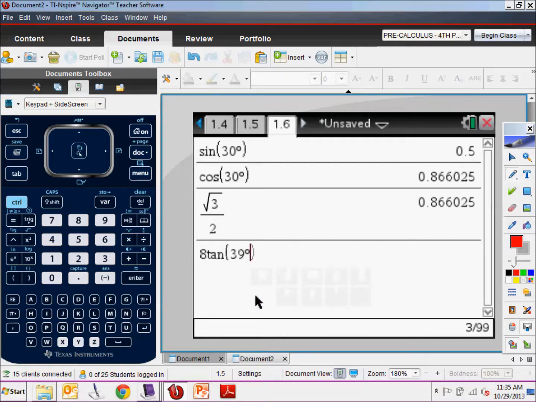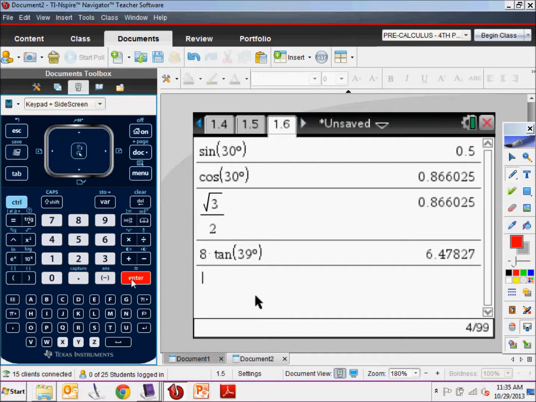Hey, let me do it. Hey, I haven't hit enter. I'm waiting. 6.4. Can I hit enter? Yes. Other parentheses. Alright. It'll come up on its own.